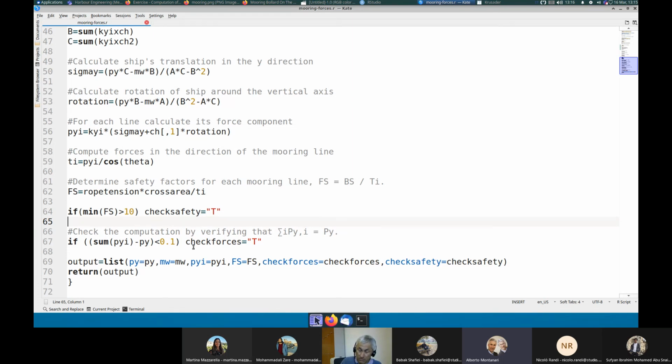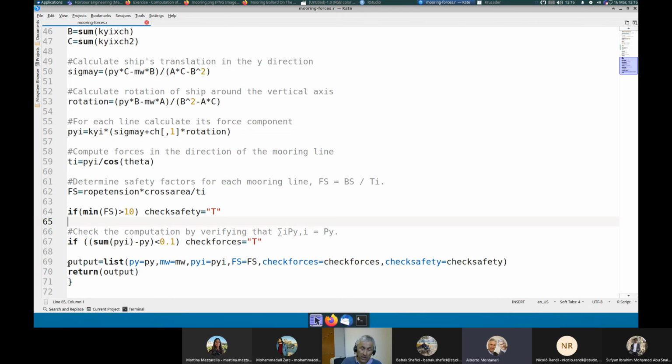The summation of the components will never be equal to the wind force. There will be some digit of difference. So let me put the condition that the summation is equal to the wind forcing, but with a difference allowed of 0.1. And then if this condition is satisfied, then check forces is equal to true, which means that the check of my forcing is passed. And then the output.